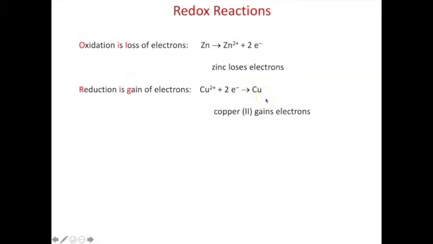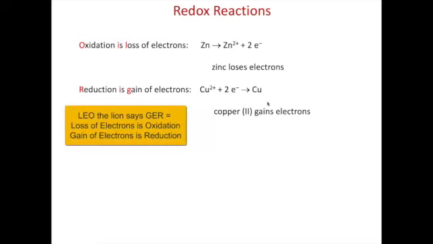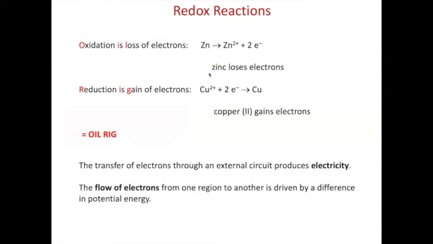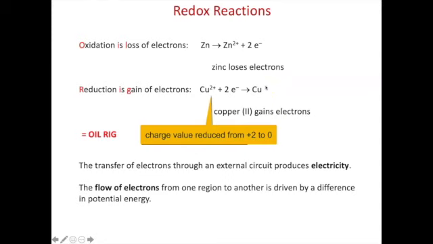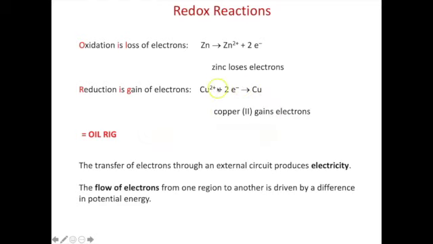There's another mnemonic, which is Leo the lion says Ger, L-E-O-G-E-R, which is loss of electrons is oxidation, and gain of electrons is reduction. Reduction means that electrons are added. What is reduced is the charge value. So this went from +2 to 0. That's reduced, going in the negative direction. And this is kind of opposite in the thinking, like, well, this gains electrons. Why is it reduced? The charge value is reduced.